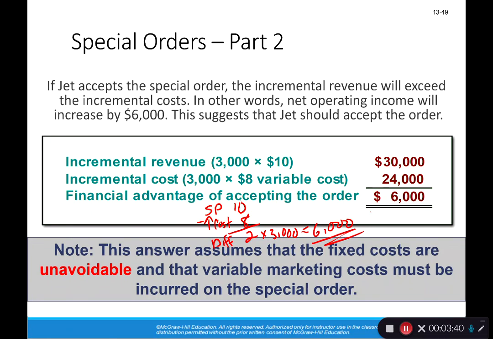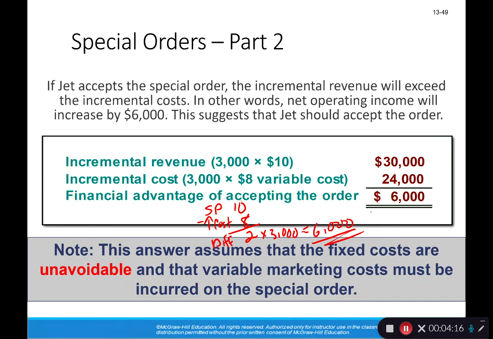Of course, the answer assumes fixed costs are unavoidable and that the variable marketing costs are incurred on the special order. If it tells us otherwise in the problem, we would modify our calculation appropriately. But ultimately, we should accept a special order anytime that the incremental revenue is greater than the incremental cost. Just because we sell the product for more than the special order is offering doesn't mean that we should reject it.